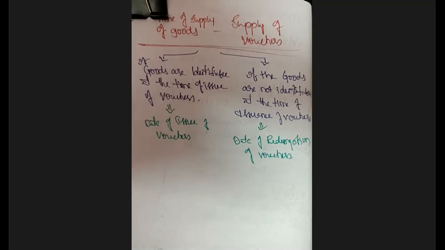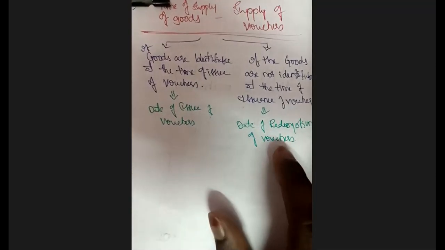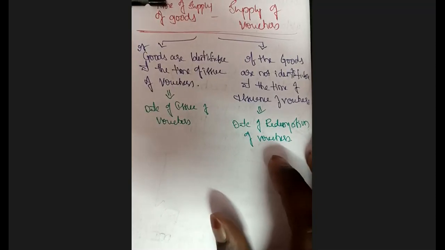Now with that gift voucher you can buy an AC, a washing machine, a refrigerator, chimneys, or any other electronic appliances. And the goods are not identifiable. When the goods are not identifiable, the date of redemption of the voucher is the time of supply. The date of redemption of the voucher is the time of supply.